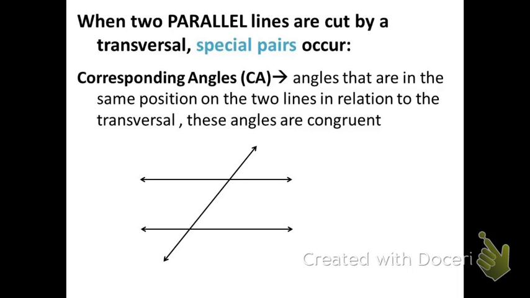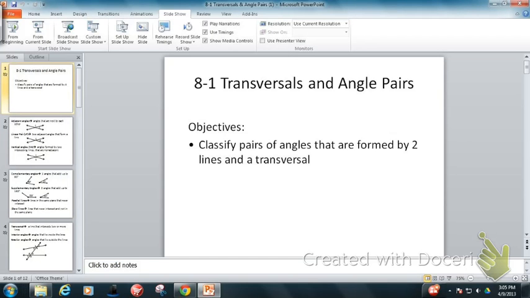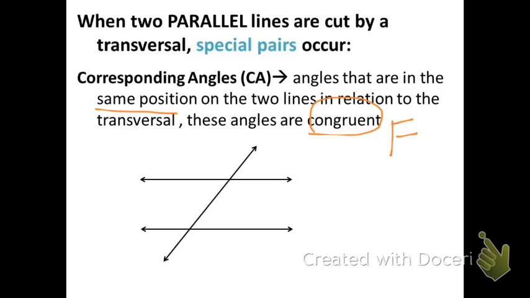Corresponding angles are angles that are in the same position, so I like to think same side of the transversal in the same position, and I tell kids that these make an F shape. These angles are also congruent. Anyway, so they're the angles that form an F. So we can see here that 2 and 5 are in the same position on the same side of the transversal.